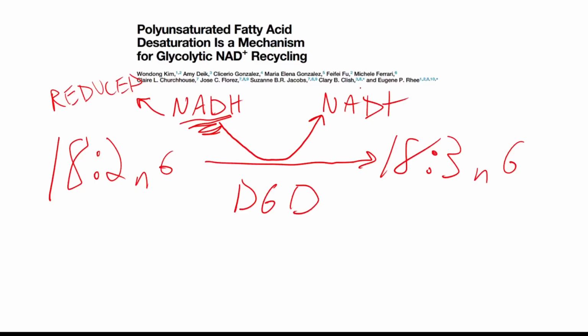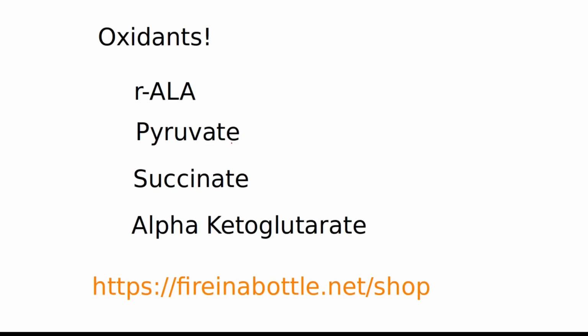NAD plus is what they call the oxidized form. When I talk about oxidants, what I'm talking about is things that oxidize NADH to NAD plus. So these are the oxidants that I recommend. RALA, I don't have for sale, but that's a really good one that I strongly recommend. That will get down that NADH to NAD plus ratio in your mitochondria.